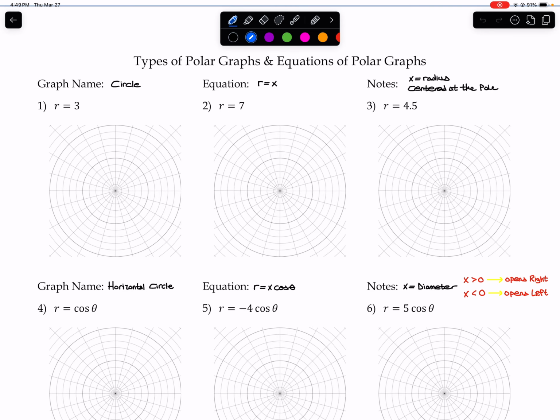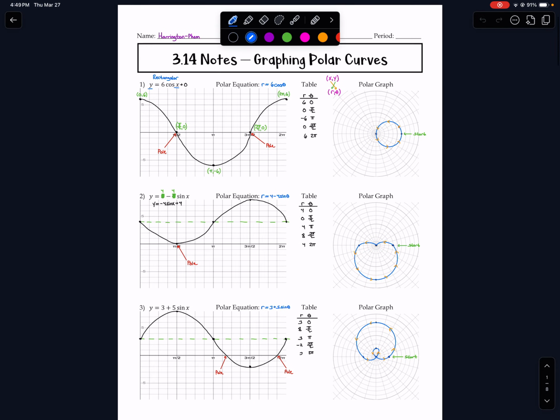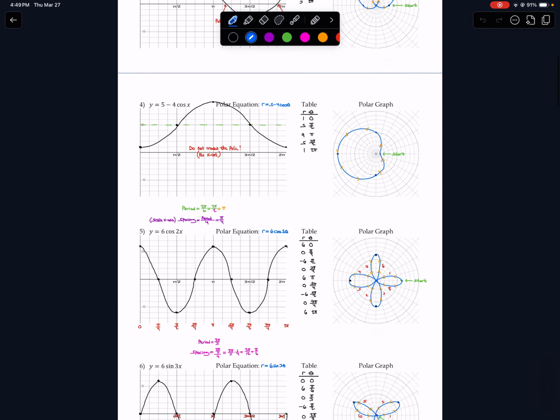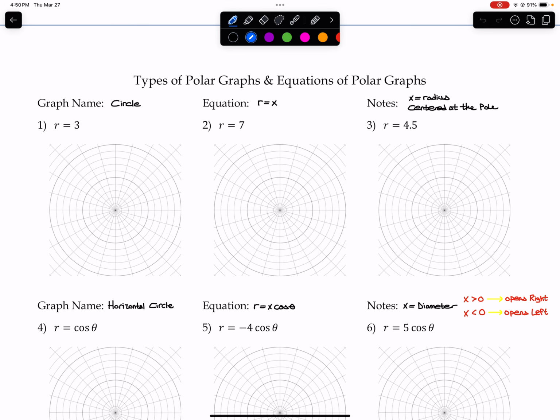Welcome back, everyone. So this is going to be part 2 of the video. In part 1, we went through these 6 graphing problems and graphed them both rectangularly and on a polar curve. So down here, we're going to go through the 10 types of polar graphs that you can expect to see.